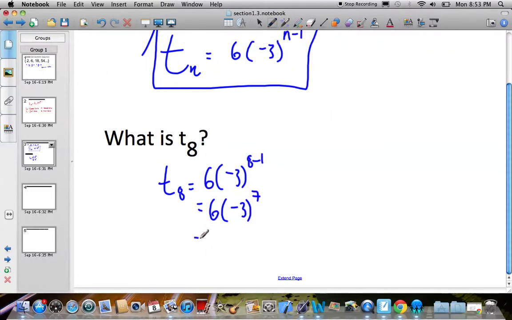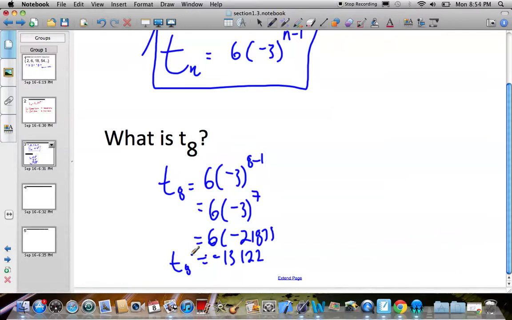And 6 times, because I know it's going to be negative 2,187, because that's a negative 3 and an odd exponent. And my calculator can do this one. That's how good my calculator is right now. I bought this at Dollarama, actually, for $1. So negative 13,122. So that is my 8th term of that particular sequence. Alright, so that's how the general term works, and that's how you can use it.